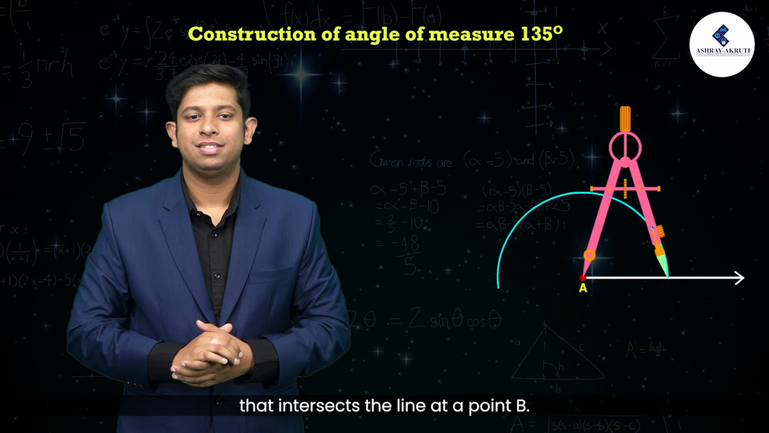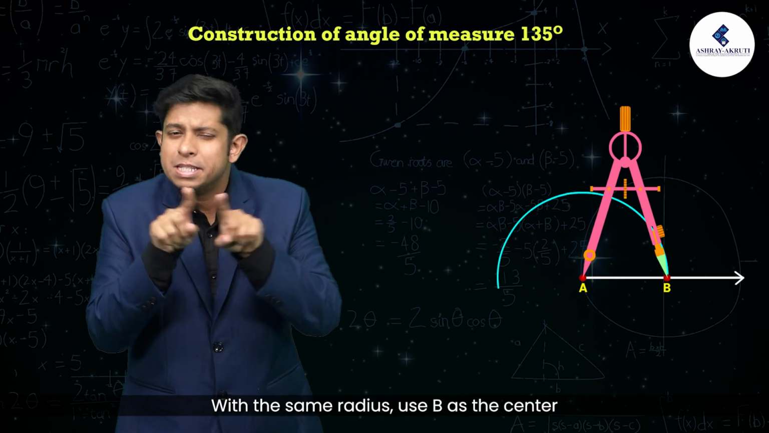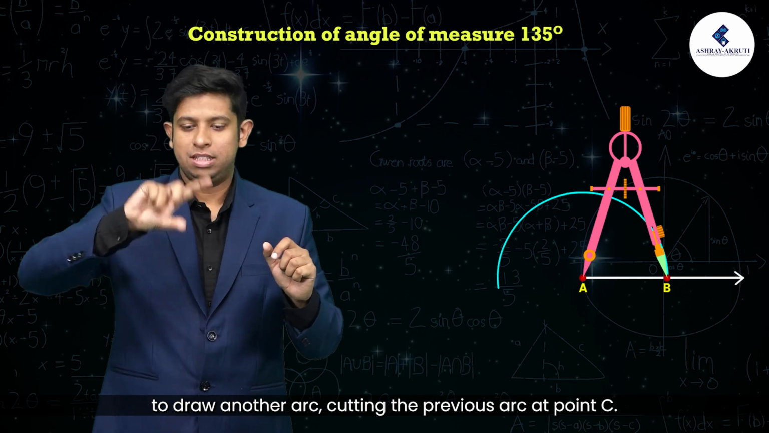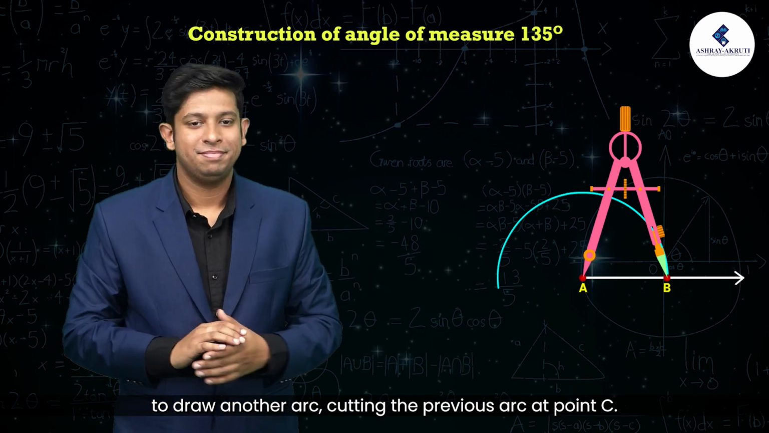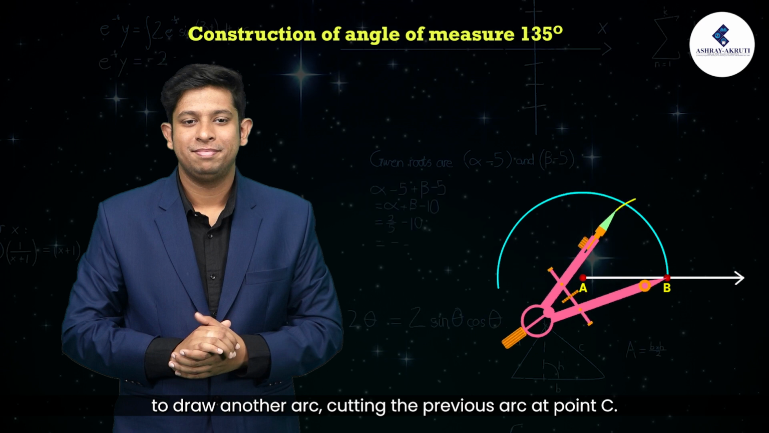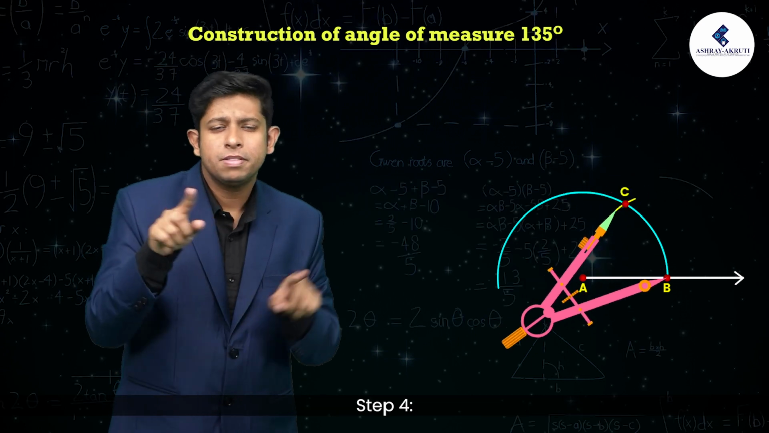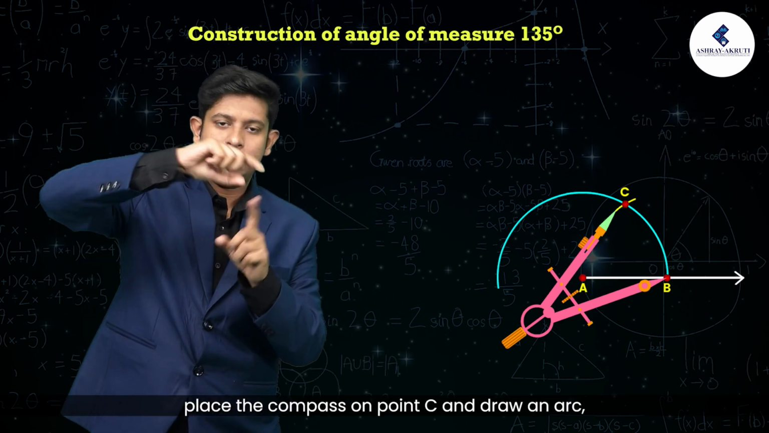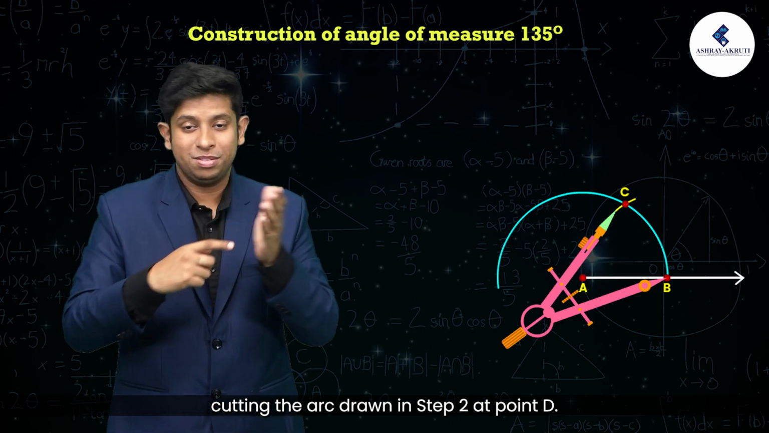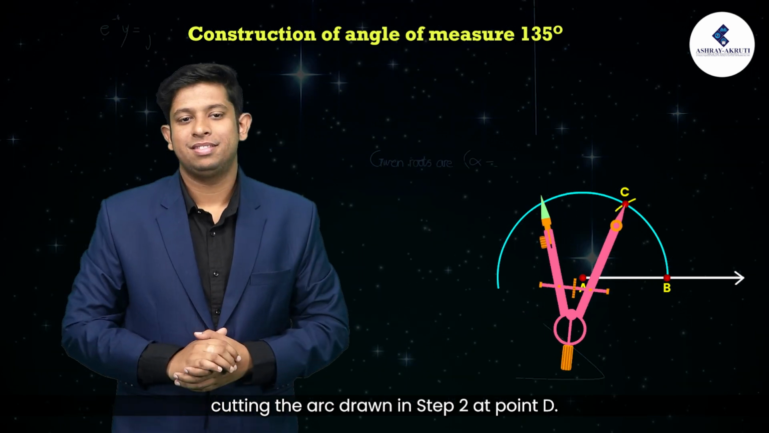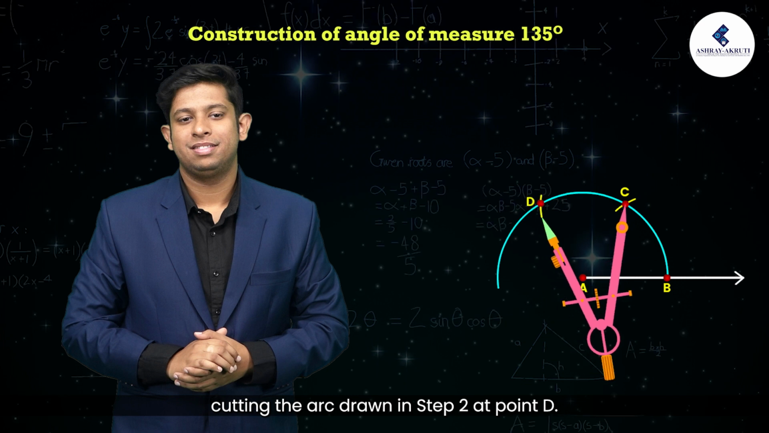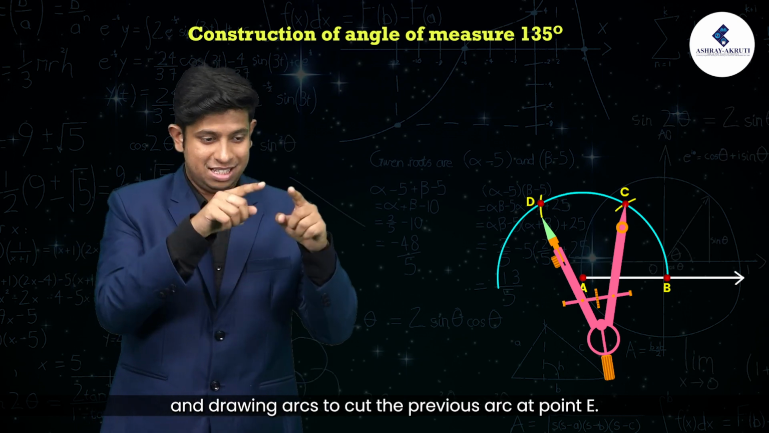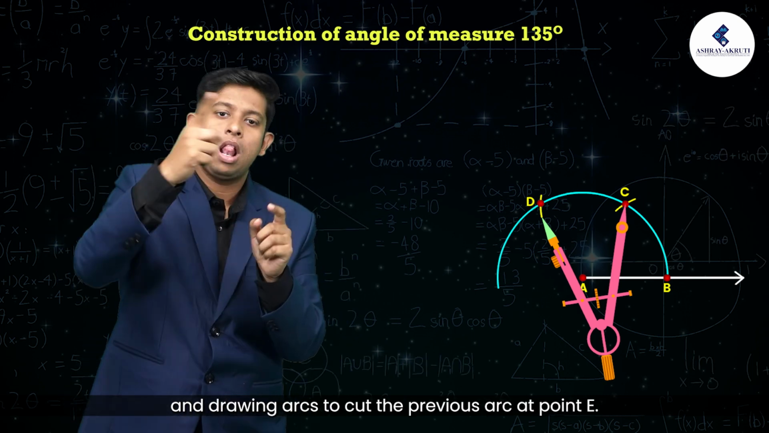Step 3. With the same radius, use B as the center to draw another arc, cutting the previous arc at point C. Step 4. Using the same radius, place the compass on point C and draw an arc, cutting the arc drawn in step 2 at point D. Step 5. Continue the process, placing the compass on point D and drawing arcs to cut the previous arc at point E.